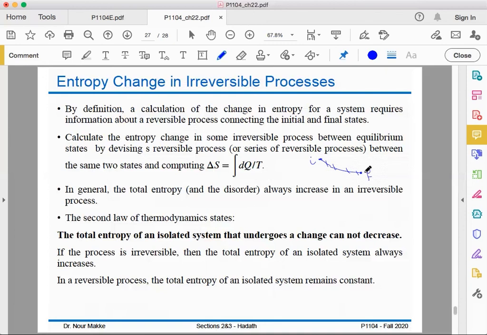And the second law states that the total entropy of an isolated system that undergoes a change cannot decrease. ممكن تكون عم بتقل الانتروبي على طول، يا اما تكون عم تكبر او it remains constant. إذا كان البروسيس irreversible, then the total entropy of an isolated system always increases. If we have a reversible process, then the total entropy of an isolated system remains constant. So بأحسن الأحوال الانتروبي بتضلها مثل ما هي، وإنما إذا ما كانت عم تكون مثل ما هي حكما بتكون عم تكبر ما بتكون عم تصغر. So this is it about the entropy.